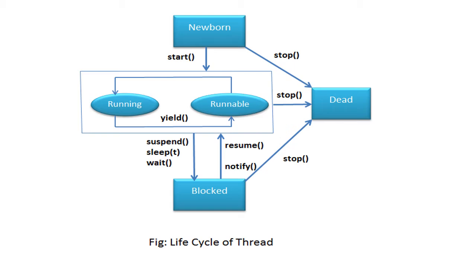And if the thread is associated with a stop method, the thread moves to a dead state or a terminated state. A thread is in dead state or terminated state when its run method exits.